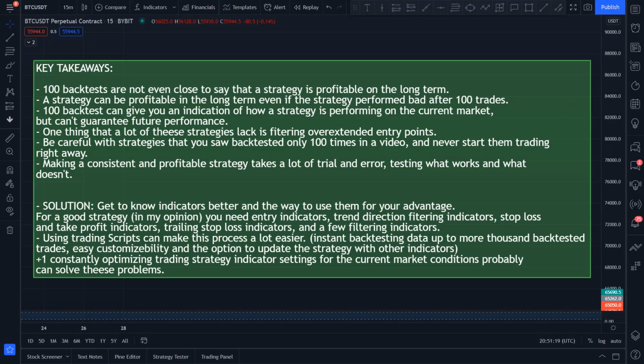The first one is that 100 backtests are not even close to saying that a strategy is profitable in the long term. As you saw earlier, with the retest, we did not get even close to the same results as with the first 100 backtests.